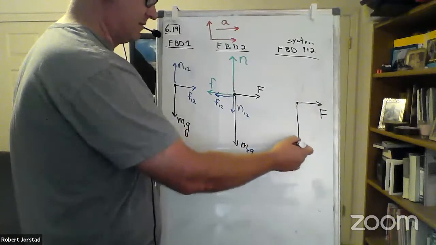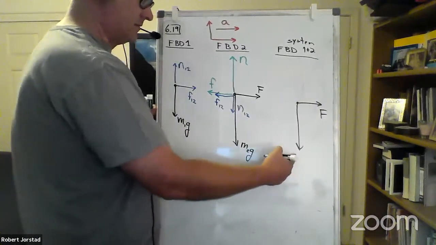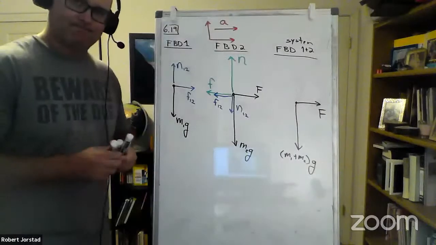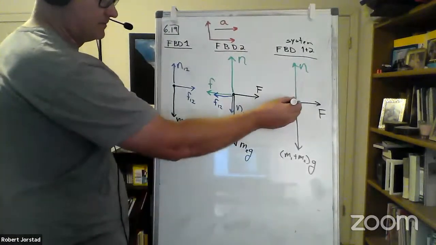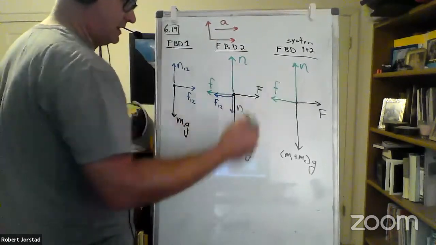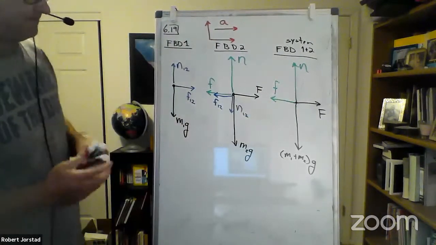Capital F going right. Mm-hmm. What's the weight force going to be now? M1 plus M2 times g. What else? Normal force going up. That's still the same. Don't need a new label. And this is still the same. What else?